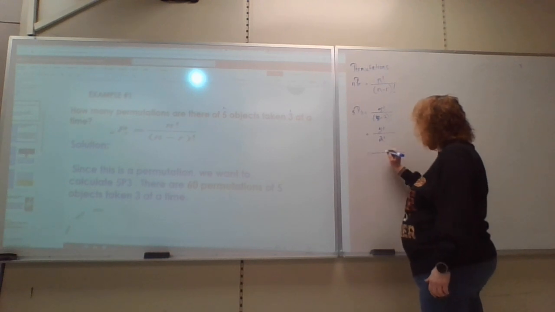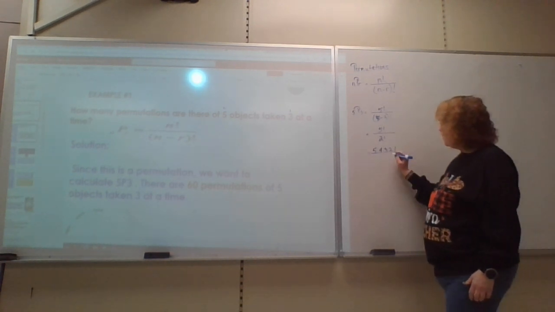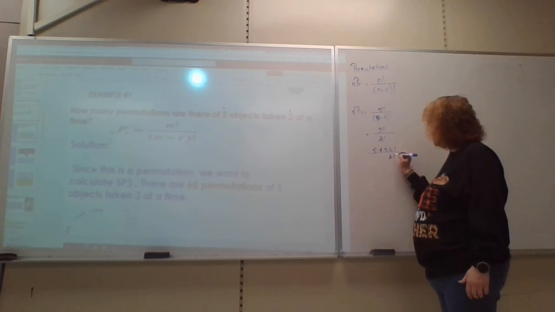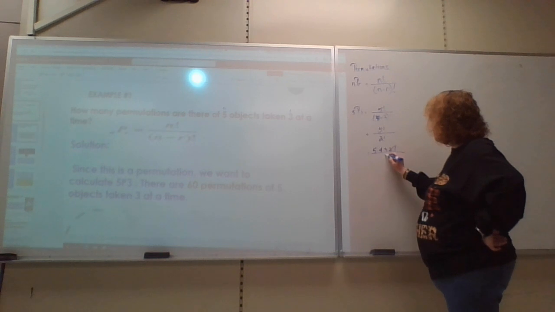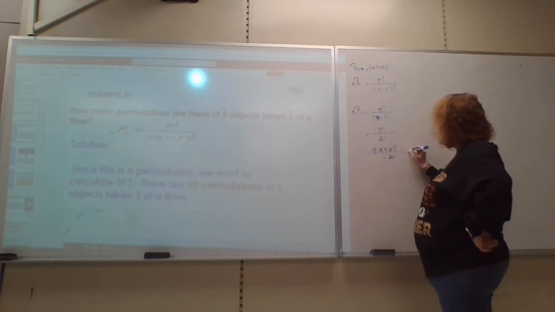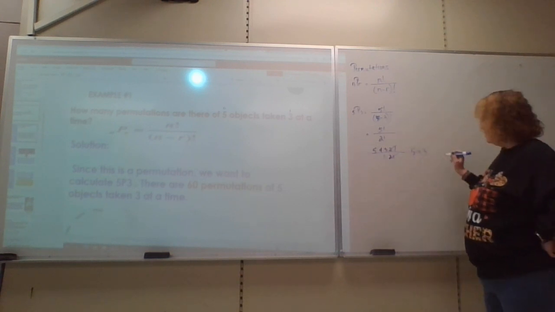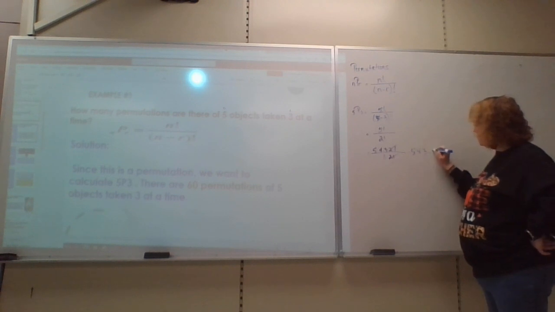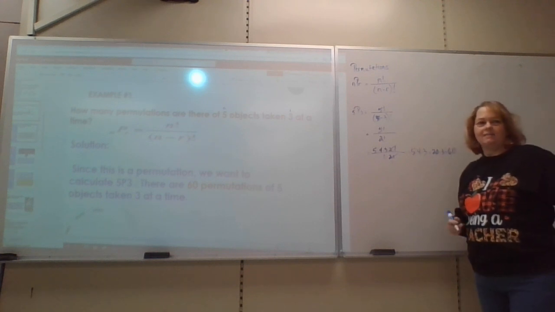So then we know 5 factorial is 5, 4, 3, 2, 1. And 2 factorial is what? 2 and 1. Not 21, but 2 times 1. So you cancel that out, leaving just the 1 on the bottom. That leaves me with 5 times 4 times 3. So 5 times 4 is 20. 20 times 3 is 60. Yes, I did that by hand. Ding.